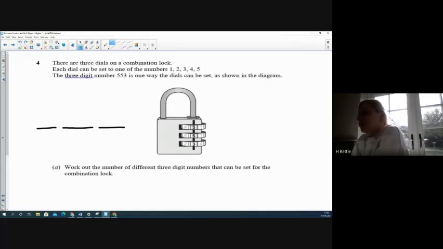So if we think of position 1 as this top wheel, how many different values can that take? Well, it can be a 1, a 2, a 3, a 4, or a 5. So we have 5 different options. Times by how many different options have we got for the second position? Well, that's also going to be 5 because we've got a 1, a 2, a 3, a 4, or a 5. And same for the third position. We've also got 5 different options for what that one can be. 5 times 5 times 5 is 125.